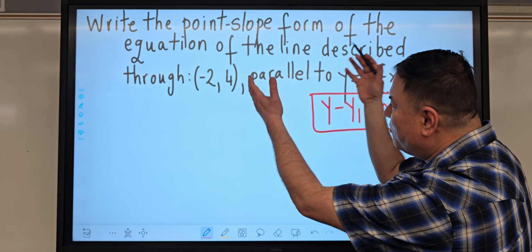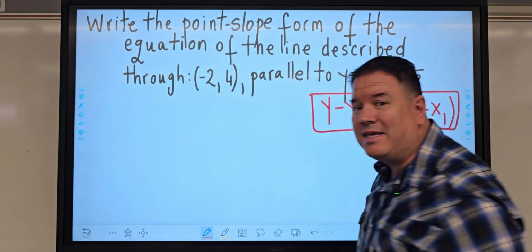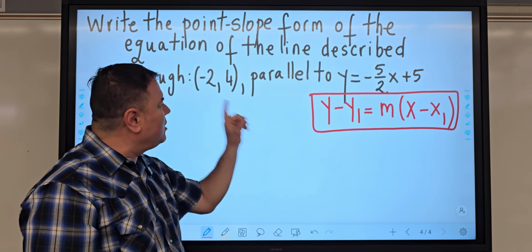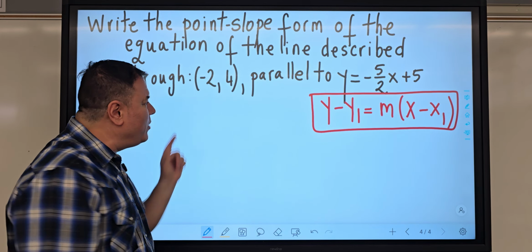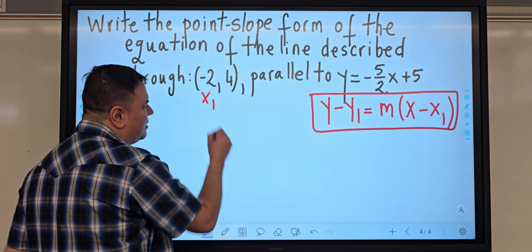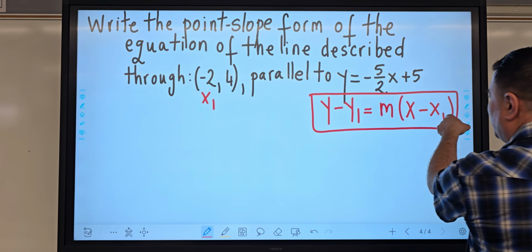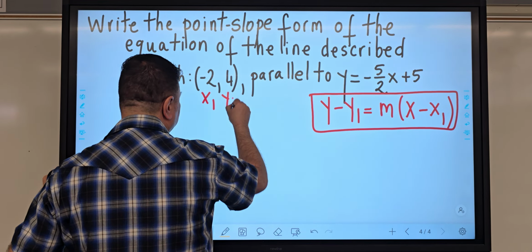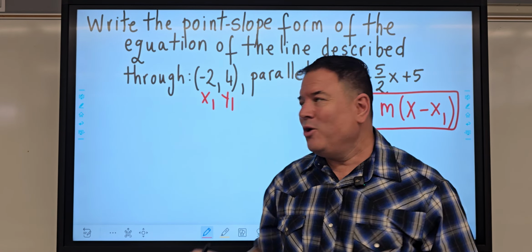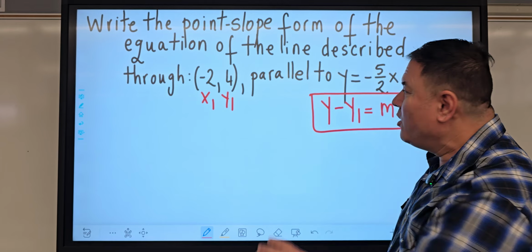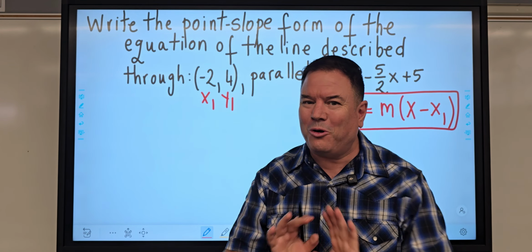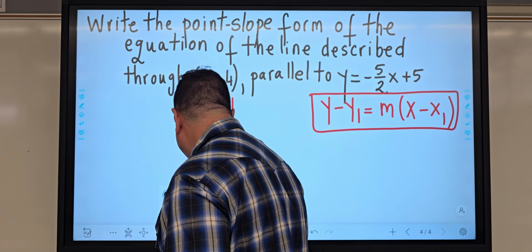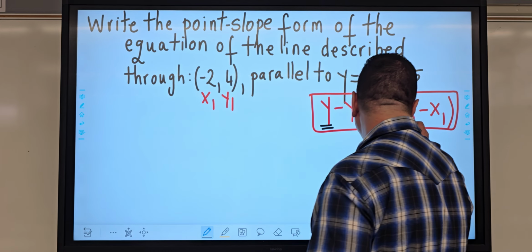Again, we have an ordered pair, but in this case, when we are going to label the x and the y, we are going to label negative 2 as x1, because we have it in this formula, right? And 4 is going to be our y1. Because remember, at the end, when we write this point-slope form, we need to keep the x and the y. Always keep the x and the y, right? So the x and the y is going to stay in our problem at the end, right?